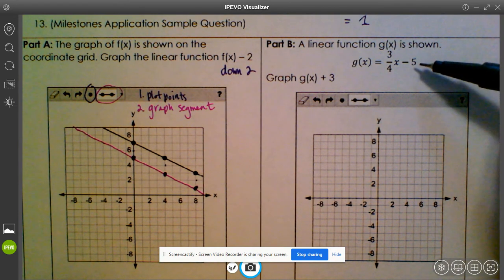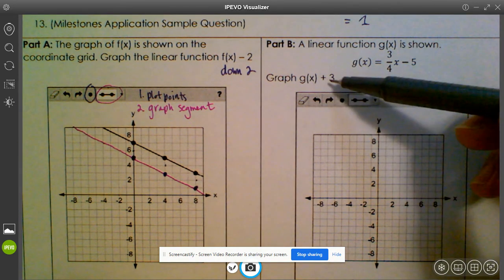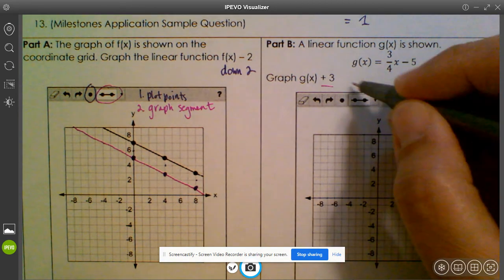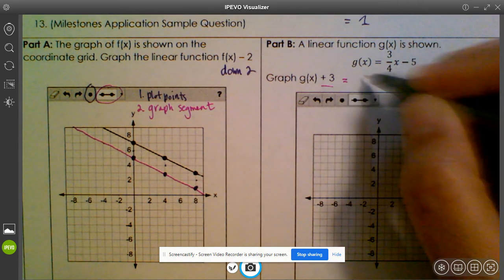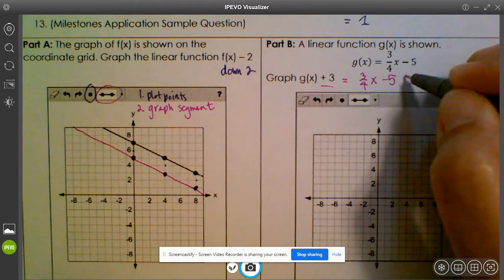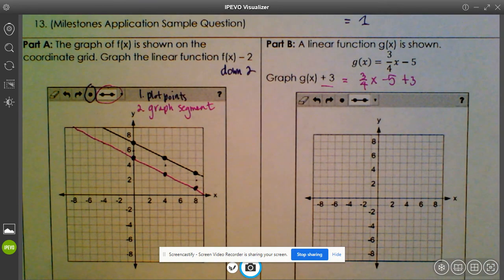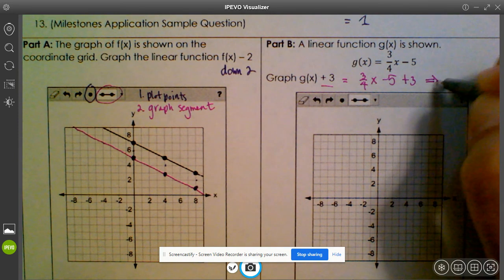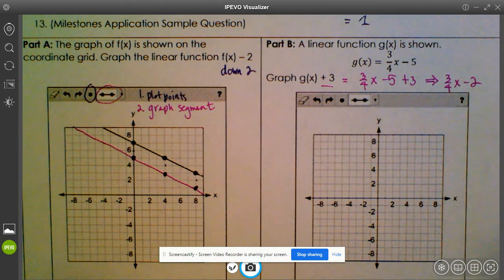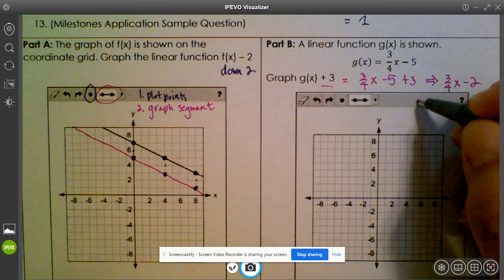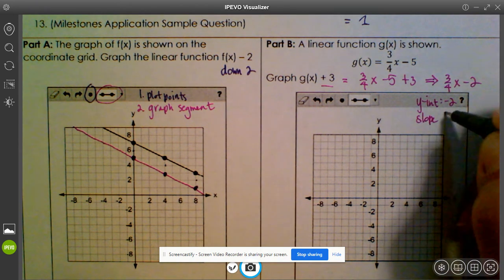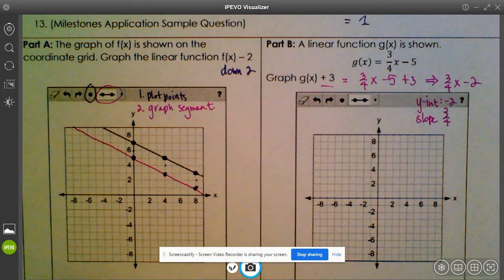Part B, a linear function is shown. They want you to graph g of x plus 3. Okay, so what you want to graph, g of x plus 3 equals 3/4 x minus 5 plus 3, which becomes 3/4 x minus 2. So how do we graph this linear function? Well, I know that the y-intercept is -2, and I know that the slope is 3/4.